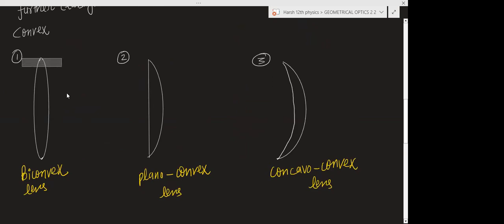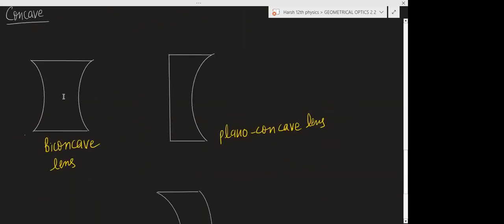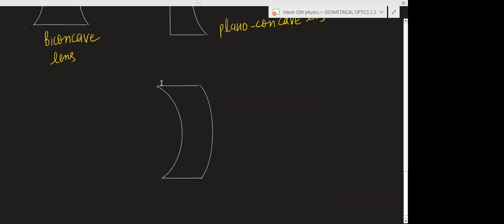Now you can see this lens is thick in the middle, so overall the nature of this lens will be a convex lens. This lens is also thick in the middle. Now this lens is thin in the middle and thick at the edges. This is also thick at the edges. Basically, this is a concave surface, bulging inward, and this is a convex surface. So the name of this lens is convexo-concave.